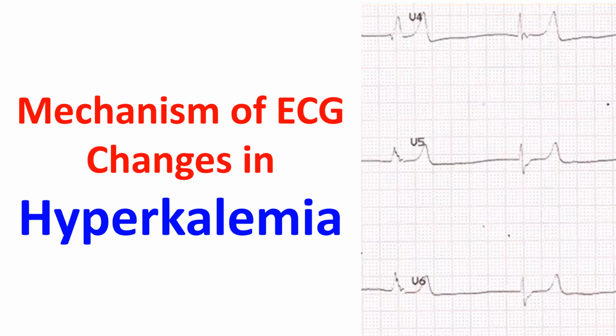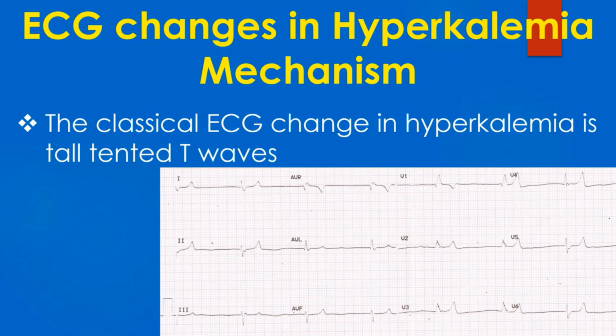Mechanism of ECG changes in hyperkalemia. The classical ECG change in hyperkalemia is tall tented T waves. In this ECG, some features due to hyperkalemia are visible.